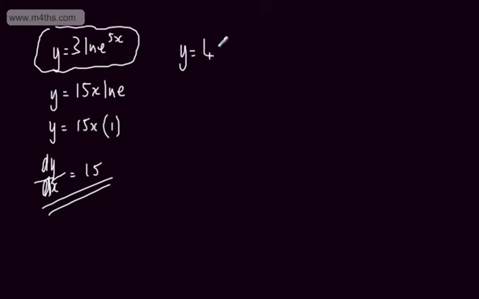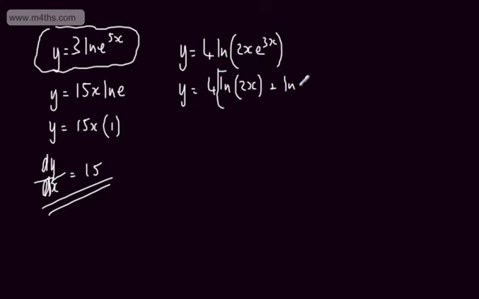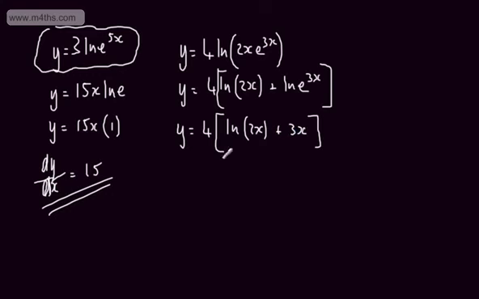Y is equal to 4 lots of the natural log of, let's say now, 2x, and then we might have multiplied now by e to the 3x. So all you're doing again is splitting this up. Y is equal to 4 lots of the natural log of 2x plus, and we'll just write it here, 4 lots of the natural log of x, plus now the natural log of e to the 3x. You know that the natural log of e to the 3x is just 3x, so y is going to be 4 lots now of the natural log of 2x plus 3x, and we can go ahead and find the derivative.